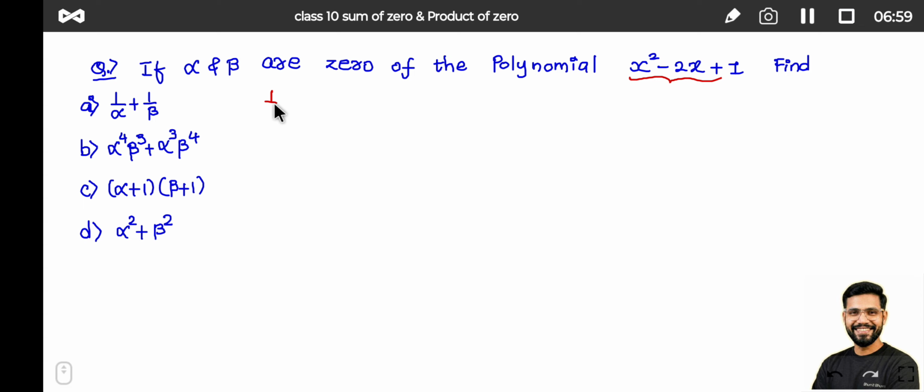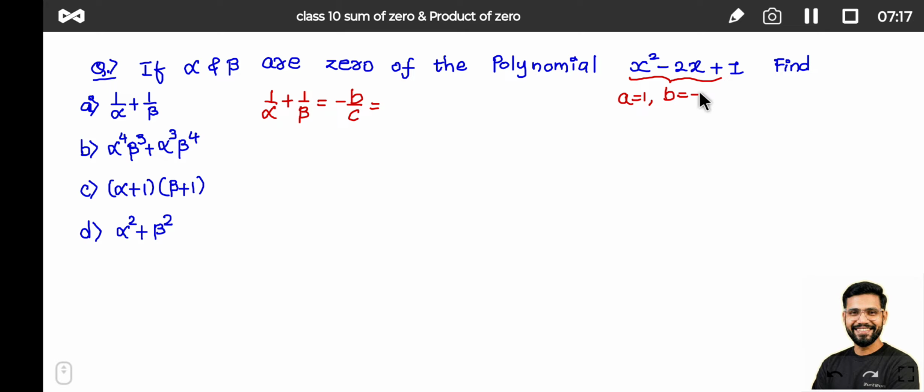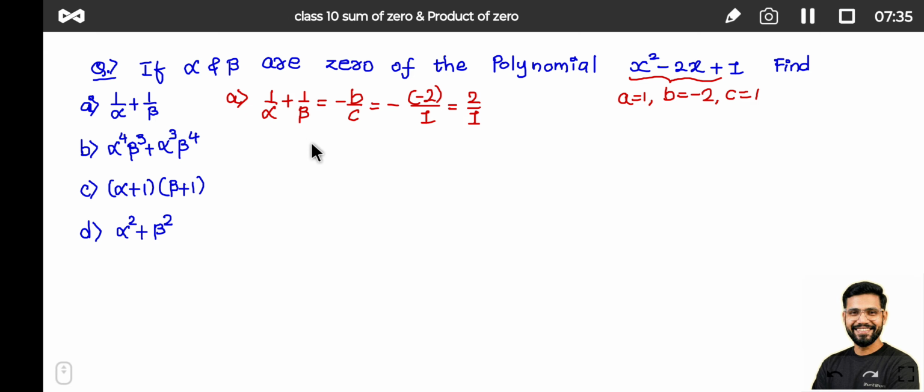The first one is 1 by alpha plus 1 by beta. How to solve 1 by alpha plus 1 by beta, we have just done in the previous question. The formula is minus b upon c, so we will directly apply it here. What is the value of a here? 1. The value of b is minus 2, and the value of c is 1. So the answer is minus b, b is minus 2, upon c, which is 1. Minus minus gives plus, so 2 upon 1. This is the answer of the first part, 1 by alpha plus 1 by beta.